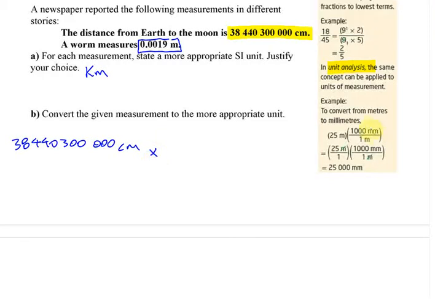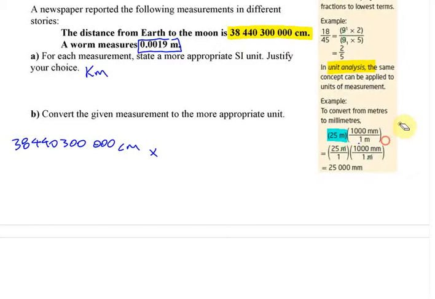You notice over here that to convert from meters to millimeters, they start with a measurement like 25 meters. They multiply it by a fraction that looks like this. What's true about those two things in that fraction? 1,000 millimeters and 1 meter. What do you know about those two things? They're the same length, right? 1,000 millimeters and 1 meter.